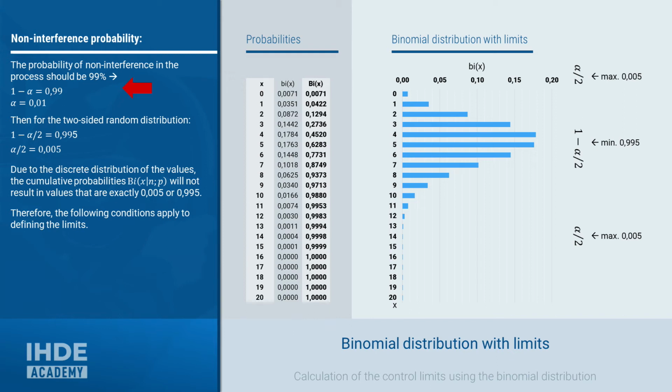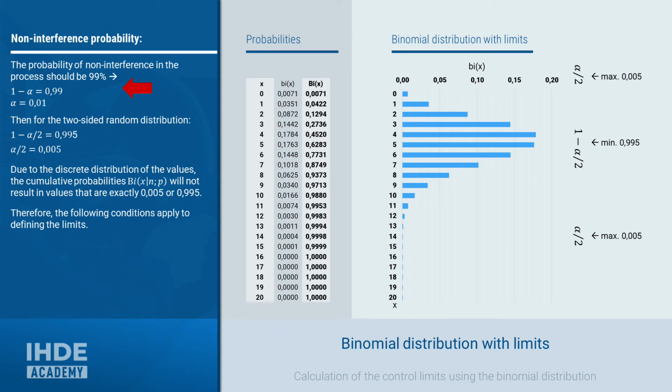For the calculation of the control limits, a non-interference probability in the process must be specified beforehand. This is usually 99%. This means that there is a 99% probability that no interference in the process will have to be made during ongoing series production. But this probability can also be 99.73%, which corresponds to the Six Sigma range.